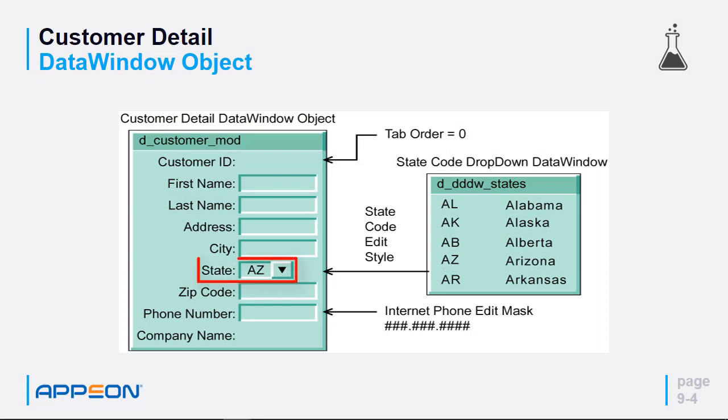Remember, the new data window that you're going to build called dCustomerMod is going to pick up the state column. We don't want to display the state code, we want to display the state name and make it a little bit more friendly for the business user. So we're going to use a drop-down data window for this aspect.